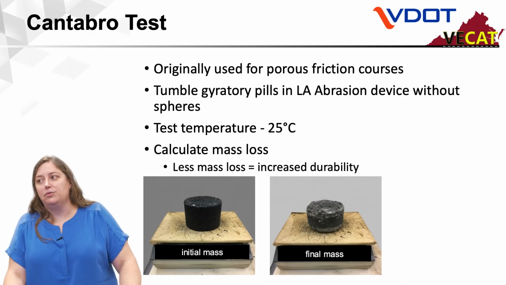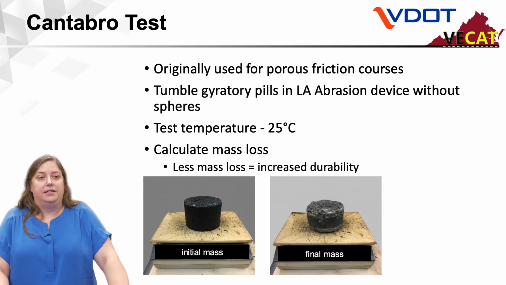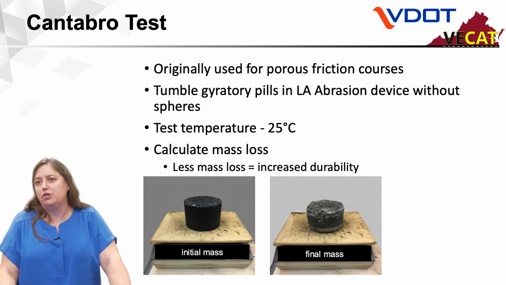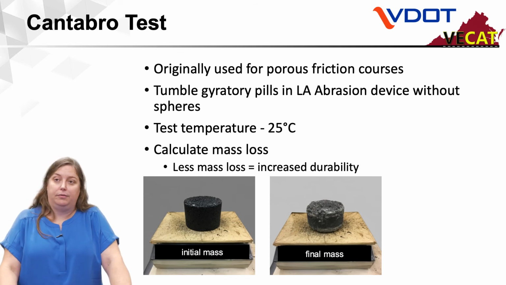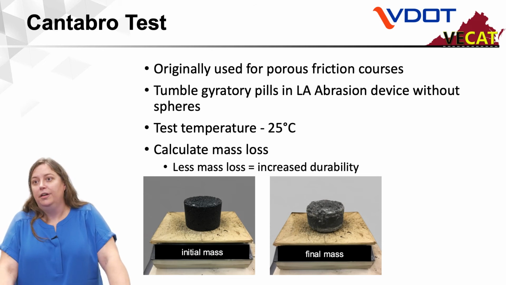The Cantabro test was originally used for porous friction courses. As it said, we're going to tumble the pills in an LA abrasion device at an average room temperature of 25 degrees C, and we calculate the mass loss. Of course, the less mass you lose, the better your durability.